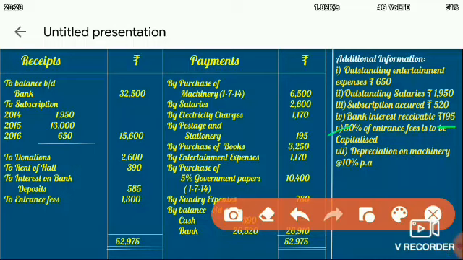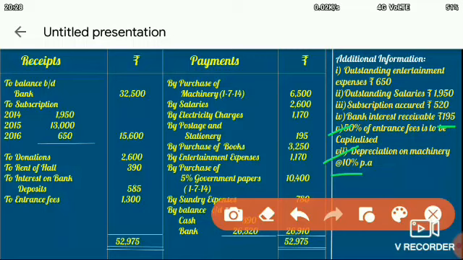Then number 5, 50% of the entrance fees is to be capitalized. That means 50% will be of revenue nature and 50% will be of capital nature. Then number 7, we have to provide depreciation on machinery at the rate of 10% per annum. So I hope we are clear with the additional information also.